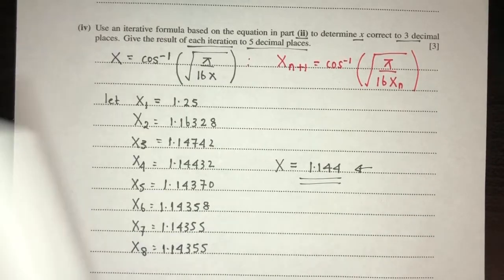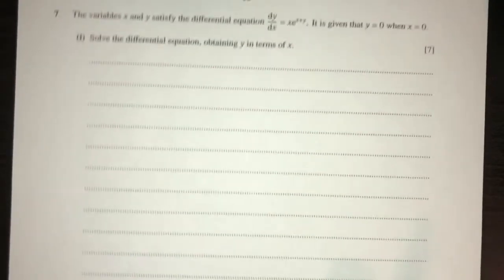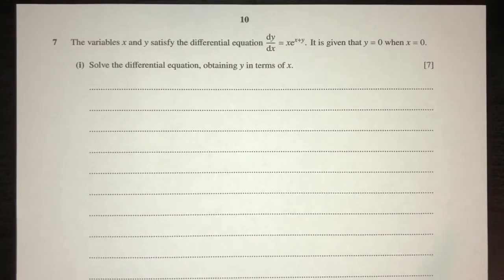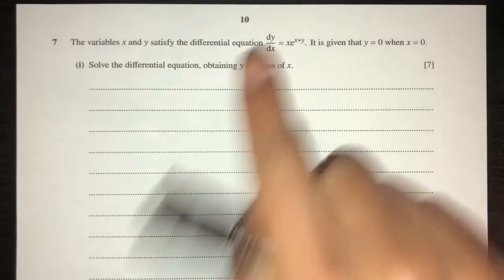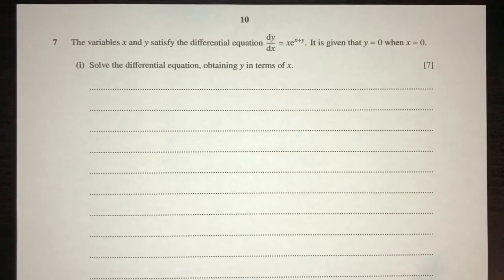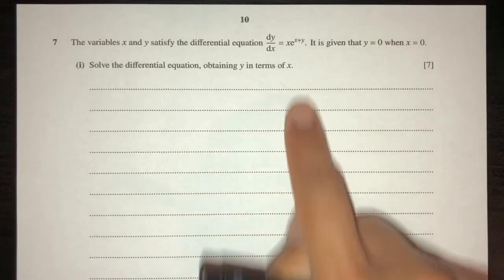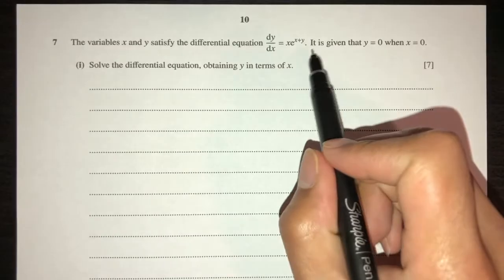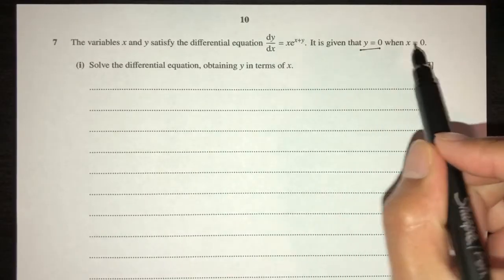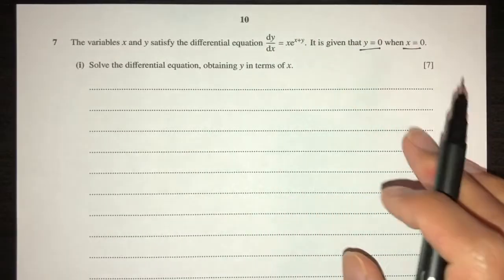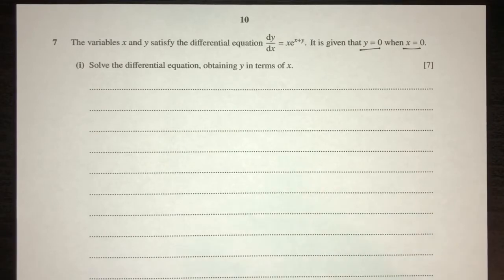Now let's move on to question number 7. The variables x and y satisfy the equation, as you can see here, dy by dx equals x times e power x plus y. It is given that the value of y is 0 when x is 0, so we have to keep this until the end to find the value of c, your constant of integration.